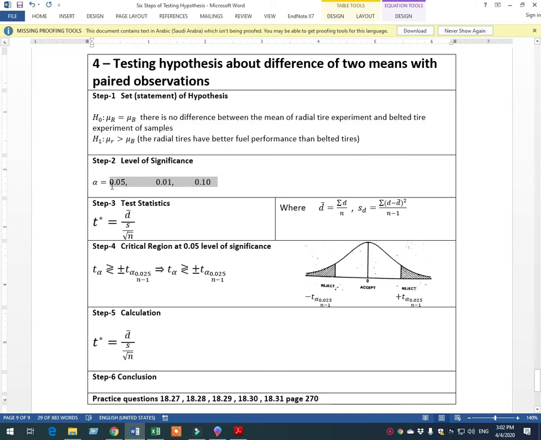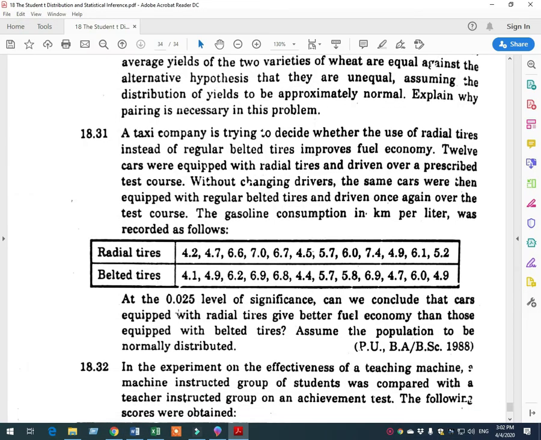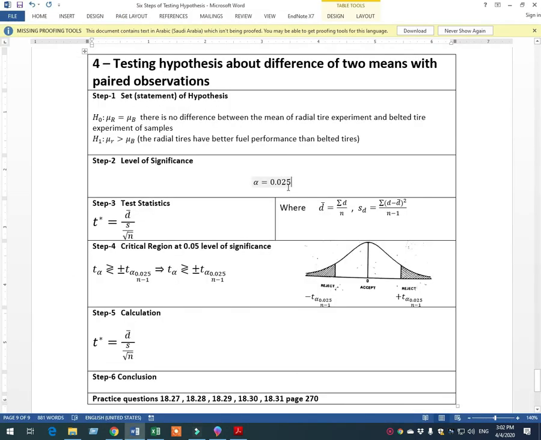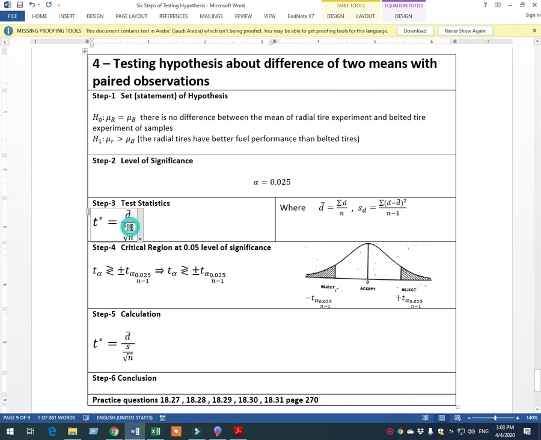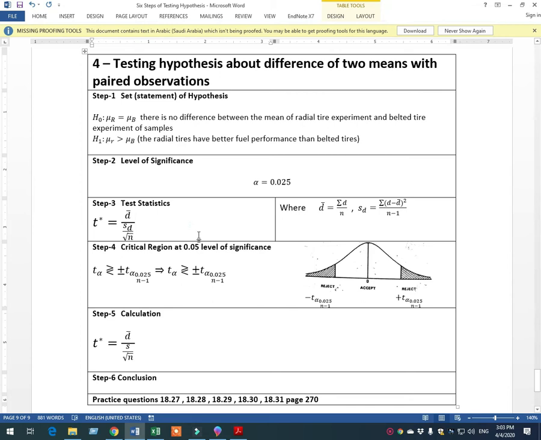Alpha is given to us, that is 0.025. I will be going according to my question, where it is written 0.025, so I'll be taking alpha as such. And the test statistic here is something different: D bar divided by S. Rather than S, I would say it should be S of D, because we are taking the sample standard deviation of the difference.